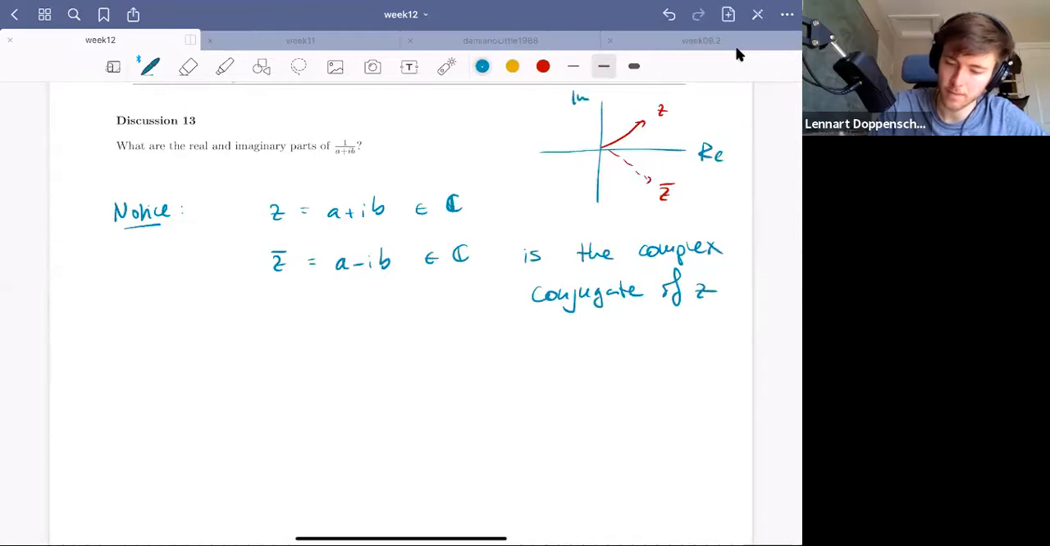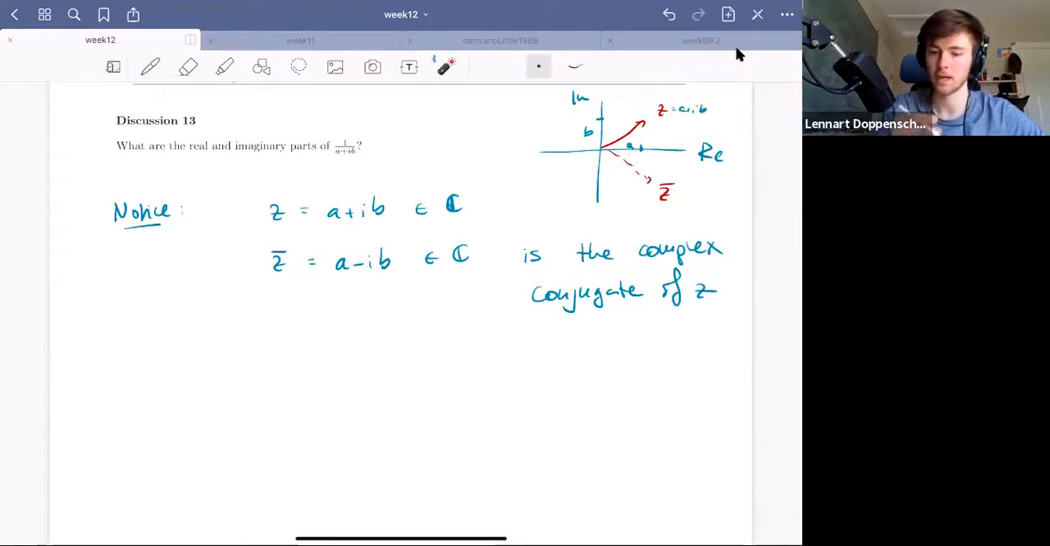So if this is where the coordinate a is tracked, and this is b, then this is a plus ib. You can just think of the a, the x value, and b, the y value of this vector in R2. We introduced the complex numbers as being isomorphic to R2.